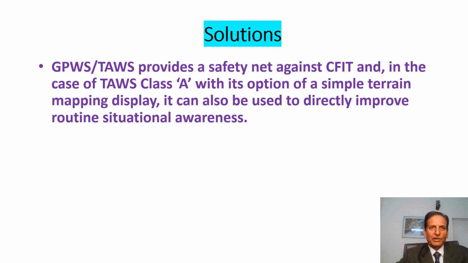The ground proximity warning system or terrain awareness and warning system provides a safety net against controlled flight into terrain, and in the case of terrain awareness and warning system class A, with its option of a simple terrain mapping display, it can also be used to directly improve routine situational awareness of the pilots.